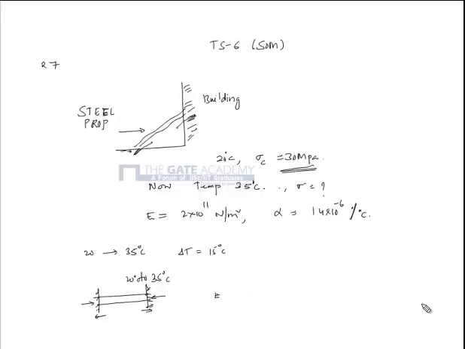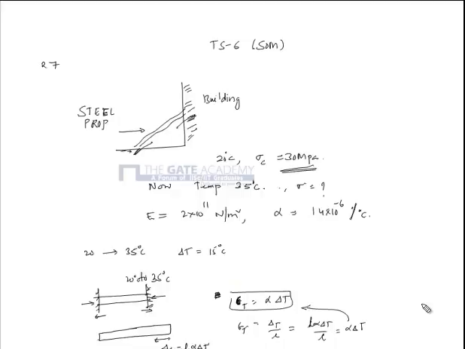So the thermal strain epsilon T is basically alpha into delta T. If the supports are not there, the bar will try to expand by delta T, which is L alpha delta T, and epsilon T is nothing but delta T by L, which is L alpha delta T by L, which is alpha delta T. So this is what I have written for the first time.